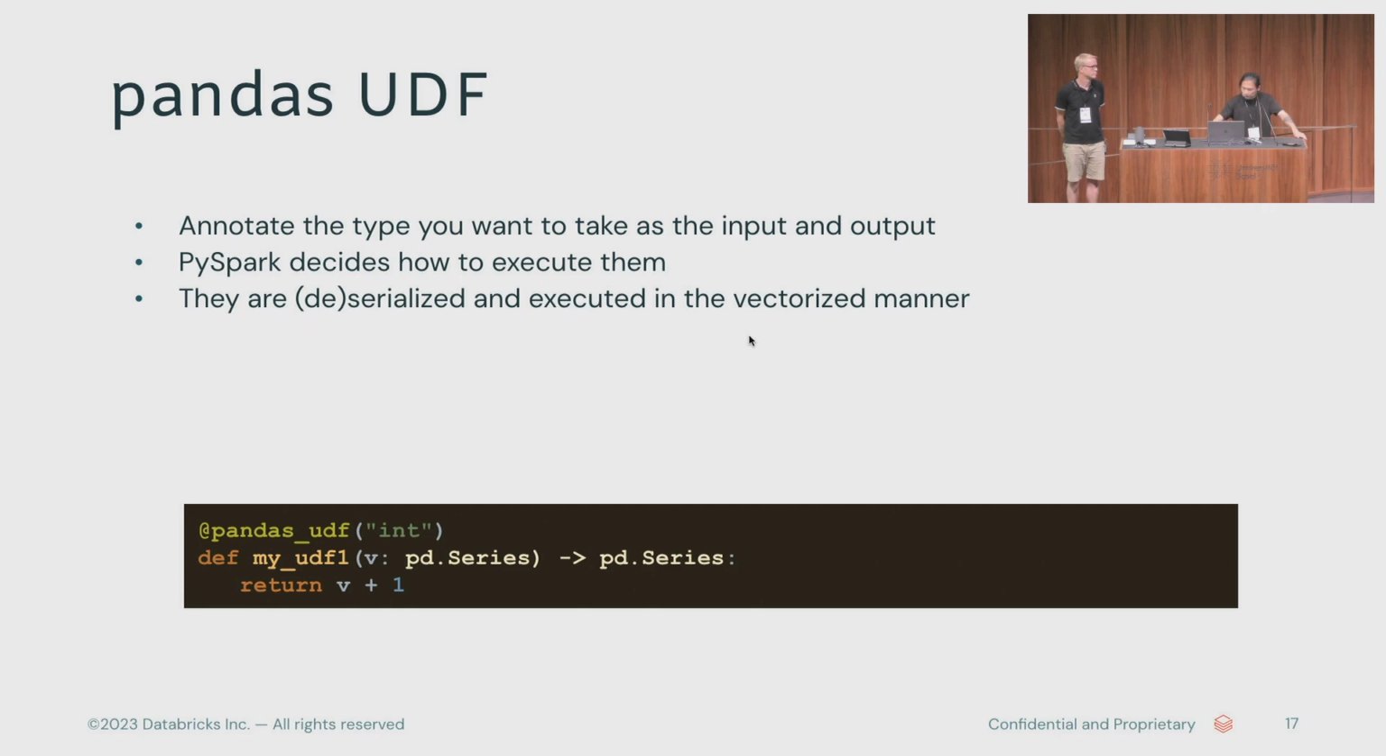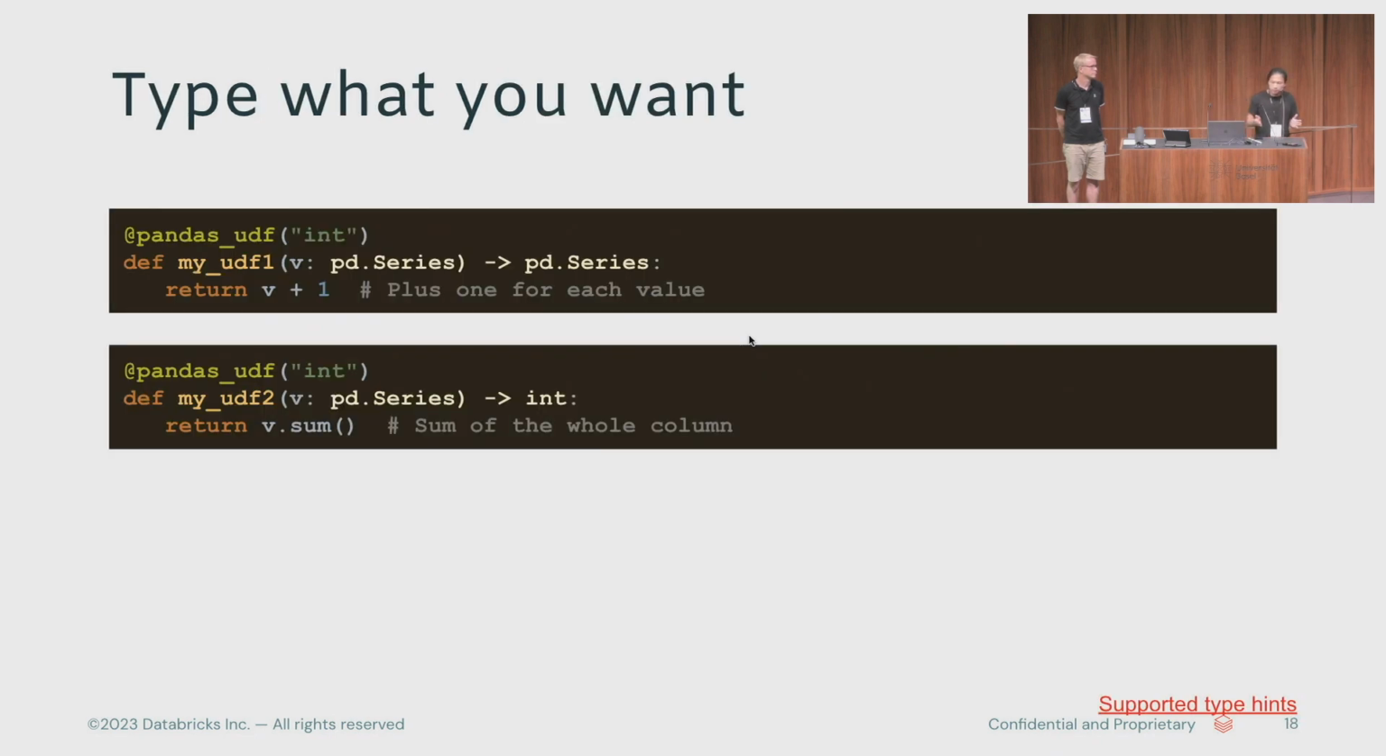I'll show you a couple more examples. For instance, in the second one, I annotated the input as a series and the output as a primitive int, meaning that it will aggregate something. Then PySpark will understand this and execute based on the type hints you provide.